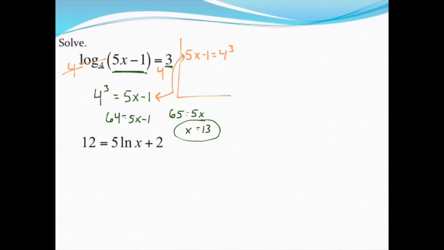So I don't care how you do these, whether you like to exponentiate like I did in orange, or whether you like to just rearrange like in green. Either way is a great method for solving a logarithmic equation. All right, let's try one more.